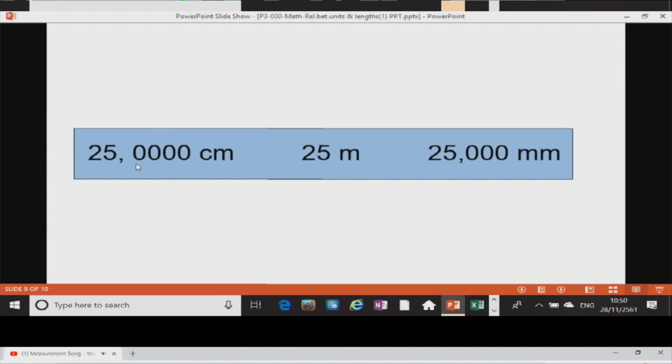What do you notice here? Comma. Comma is in the wrong place. So this isn't the right amount. These two are okay. 25 meters is 25,000 millimeters. But centimeters is wrong. They're not the same. And the last one?